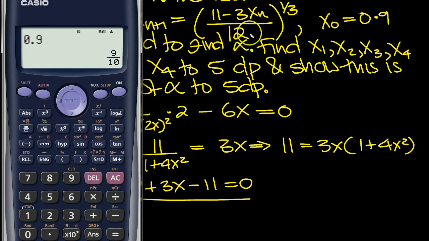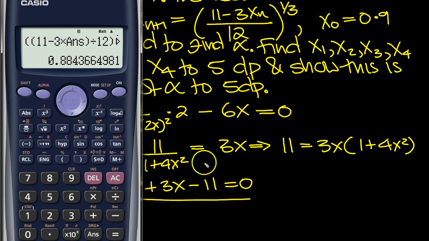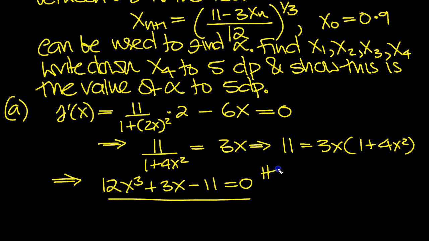So let's do 11 minus 3 times answer over 12. So bracket 11 minus 3 times answer, which is the 0.9, close that bracket, divided by 12, close that whole bracket, and that's to the power, and we want power a third, don't we? So if we press equals on that, we'll get the answer for x1. So let's put that down here.